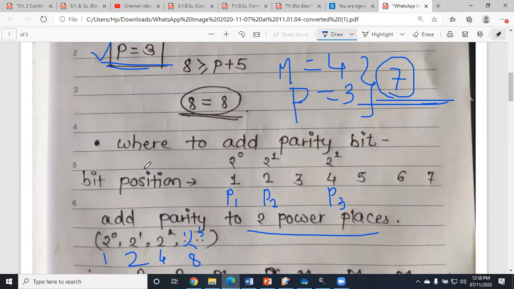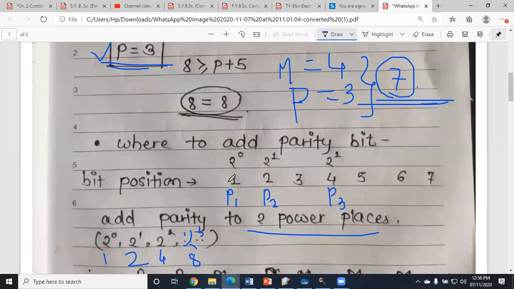Initially, I just wrote down the bit positions 1, 2, 3, 4, 5, 6, 7, because I have a maximum of 7 bits in the information. That is why I wrote bit positions from 1 to 7. Now, at which places am I going to add the parity? The parity should be added at the 2-power places. What is a 2-power place?